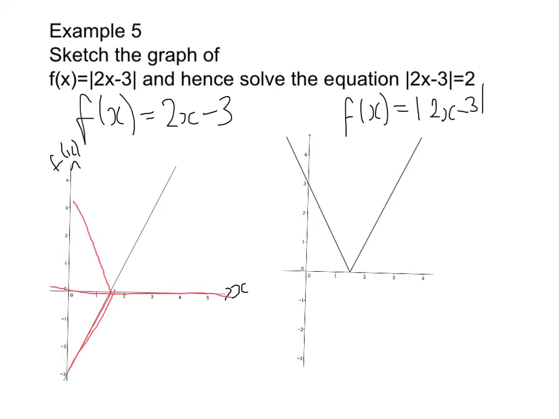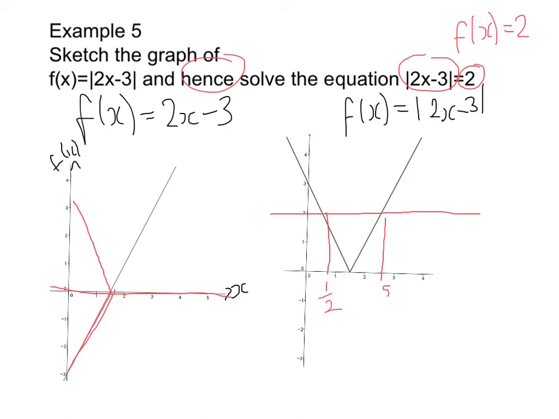Now we've got to do the hence part, solving the equation, modulus of 2x minus 3 equals 2. In order to do that, we need to replace f of x here with 2, so we want f of x to equal 2, which would be along here. Draw my line in, and as you can see there are two solutions. One solution is here, and one solution is here. So we've got one solution at 1/2, and one solution at 2.5. So we have x equals 1/2, or x equals 5 over 2, 2.5.